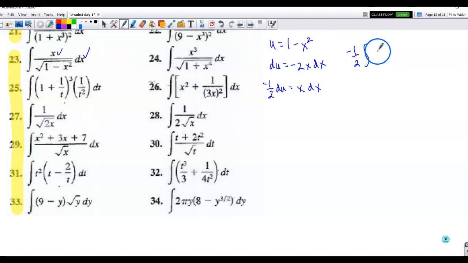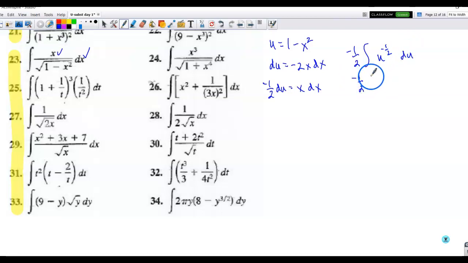I'm going to bring that radical to the numerator, to the negative 1/2 power, and substitute my u. So I have u to the negative 1/2 power. Make sure I'm looking at the right problem. Yep. And then my du.